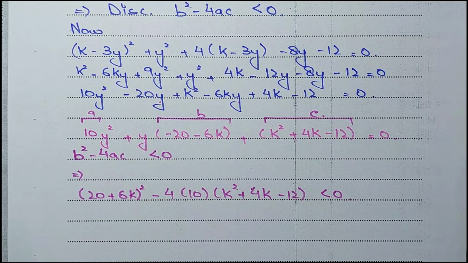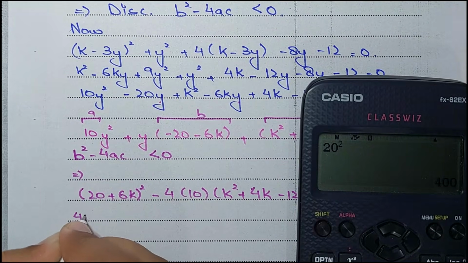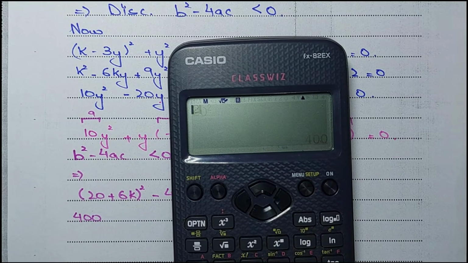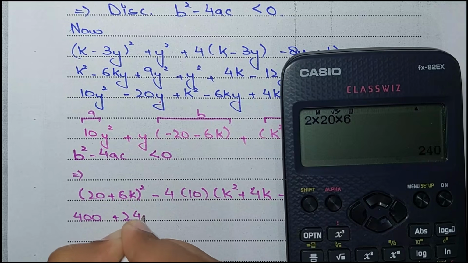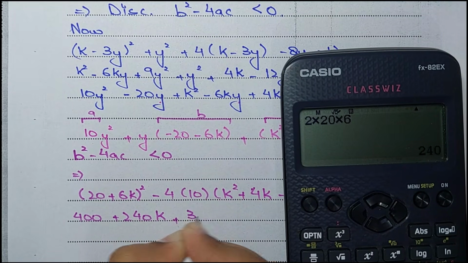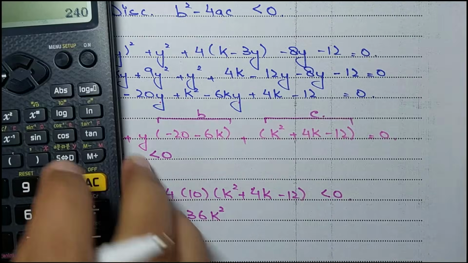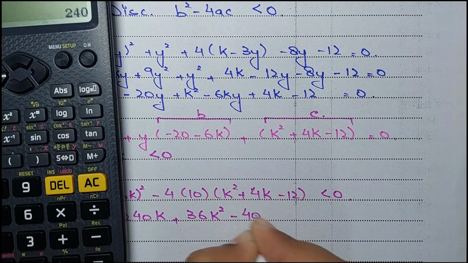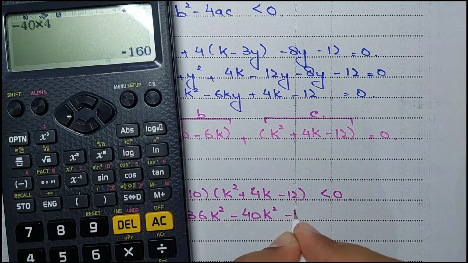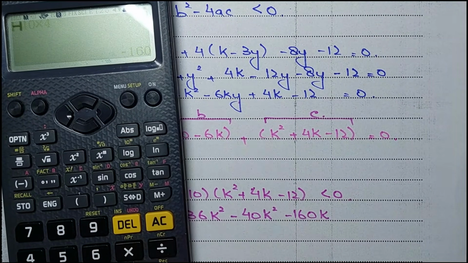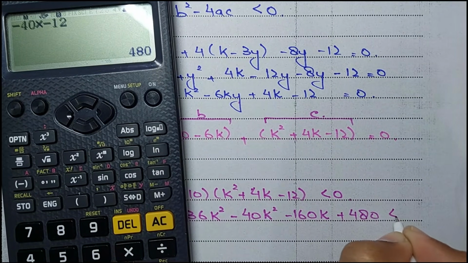Okay. 20 times 20 is 400. 20 square is 400, and 2 into 20 into 6k is 240k. 6 times 6 is 36k square. 4 times 10 is 40, so minus 40 is multiplying with k square minus 40k square. Minus 40 is multiplying with 4, so minus 160k, and minus 40 is multiplying with minus 12, which is 480. This should be less than 0.